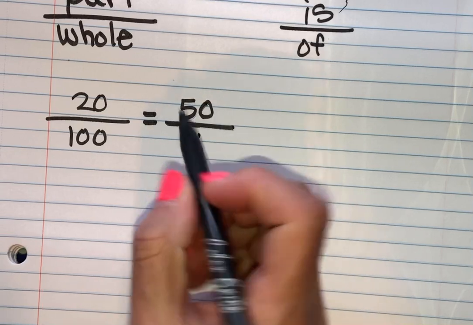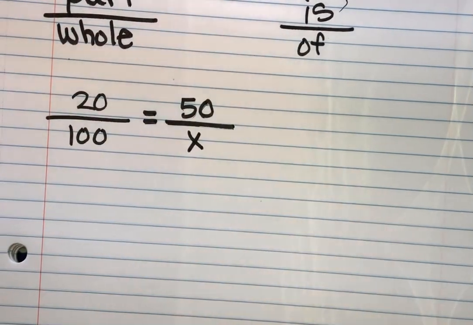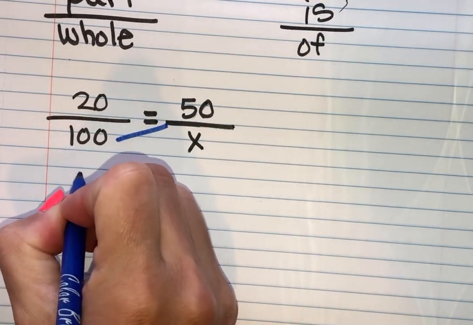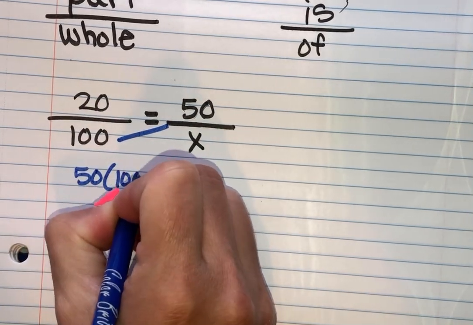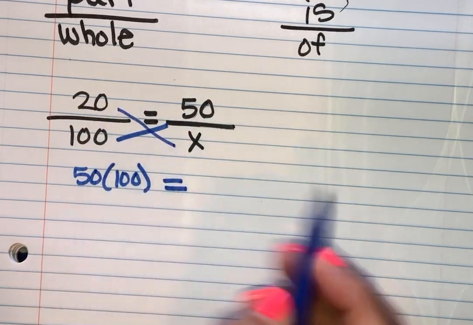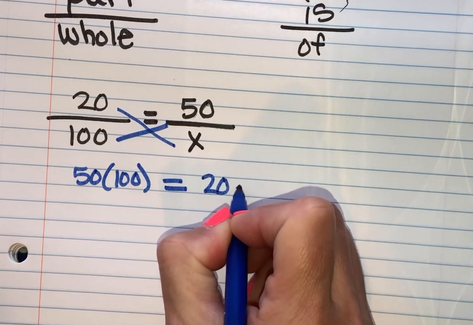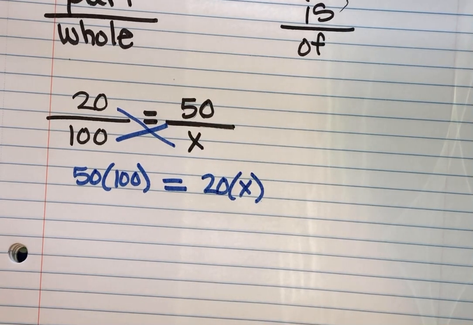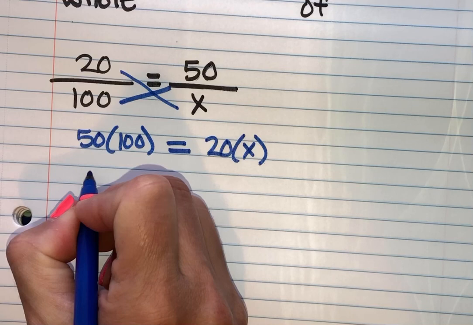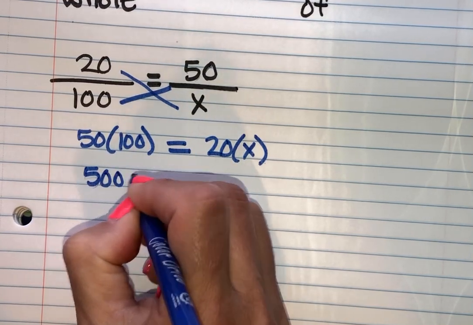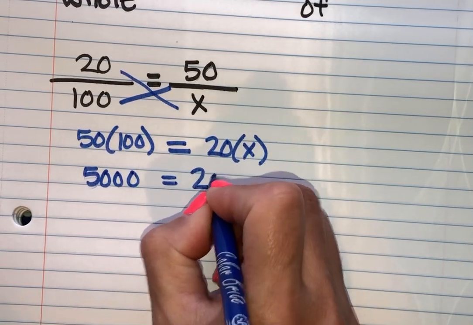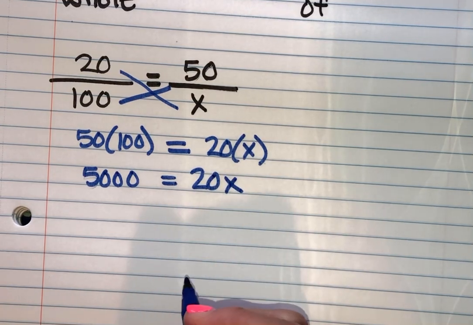So our diagonals should equal each other. So let's do our first diagonal we have going this way. Okay, so we have 50 times 100 is proportional, so it should equal this other diagonal, 20 times X. So 50 times 100 is going to give us 5,000. And that equals, well, 20 times X is just 20X. And now you guys just have a one-step equation.